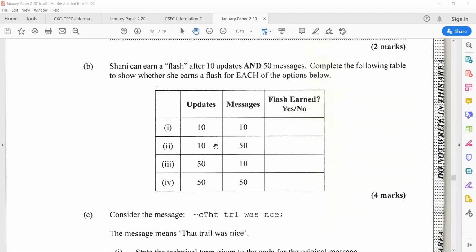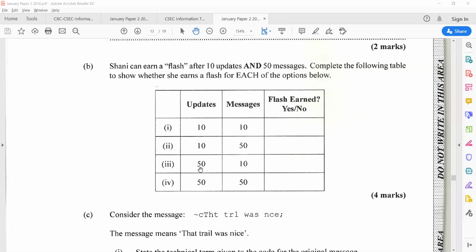Now, let's look at this table here. Shani can earn a flash after 10 updates and 50 messages. Complete the table below to show whether she earns a flash for each of the options below. So the first part of the question, if she has 10 updates and 10 messages, has she earned a flash? Yes or no? No, she has not earned a flash. Okay, the second part, 10 updates and 50 messages. Has she earned a flash for that? Yes or no? Yes, she has earned a flash because it satisfies the criteria, right?